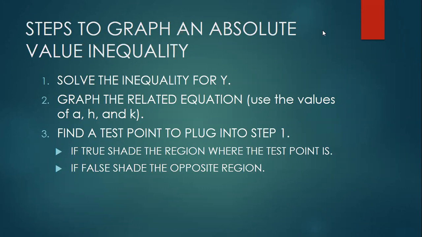So, steps to graph an absolute value inequality. 1, we solve the inequality for y. 2, graph the related equation. So we use the values a, h, and k, you know, our slope, our vertex. And then we find a test point to plug into step 1. If true, we shade the region where the test point is. If false, we shade the opposite region. So these are going to be the 3 steps that we follow. Solve the inequality for y, graph the related equation, find a test point to plug into step 1. Questions so far?